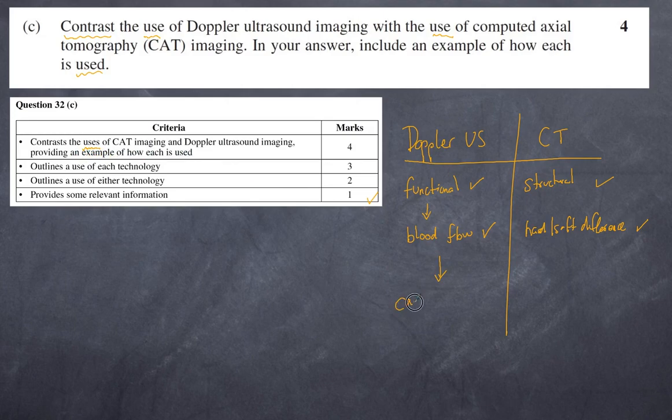So I might say, well, that allows us to determine cardiac issues. I could also talk about looking at blood flow in the arteries, blockages, and so forth. CAT scans, hard and soft tissue, I'm looking at fractures. I'm looking at issues such as tumours. That's another thing, because if there is a differentiation in the soft tissue of the tumour with that of the surrounding tissue, I'm able to identify tumours. So you can see now I've contrasted the uses. I've given an example. This would give me 4 marks.